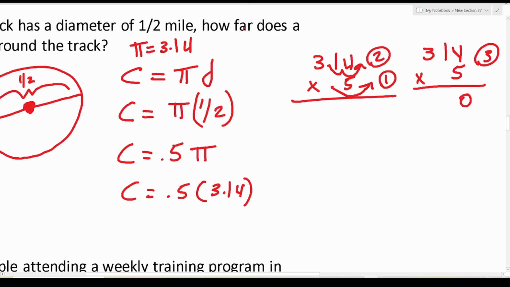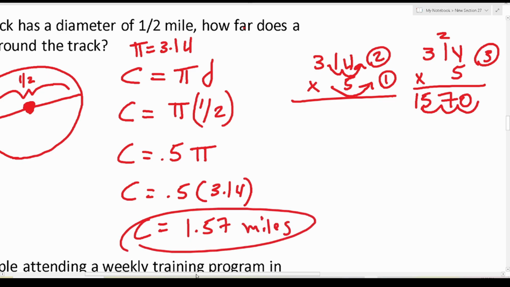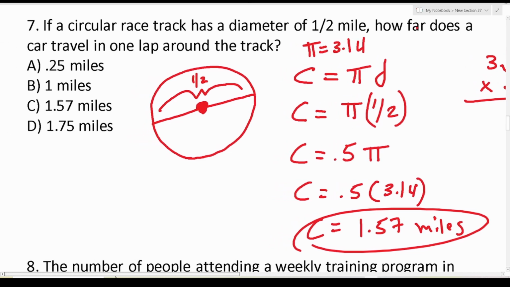4 times 5 is 20, so we're going to bring down a 0 and carry a 2. 1 times 5 is 5, plus 2 is 7, and 3 times 5 is 15. Bring our 3 decimals back in, 1, 2, 3. So the circumference is 1.57 miles. In other words, every lap of this track, the car will go 1.57 miles, which is answer choice C. Okay, so that's that one.